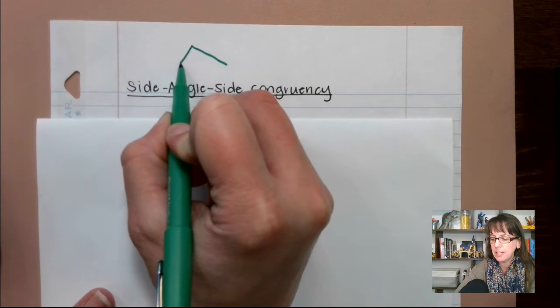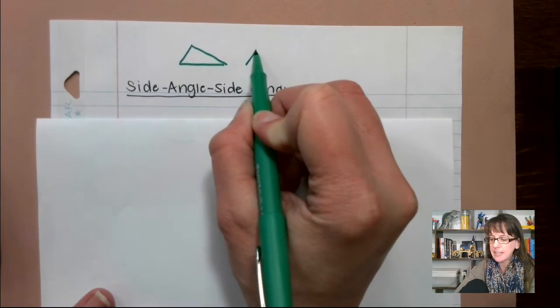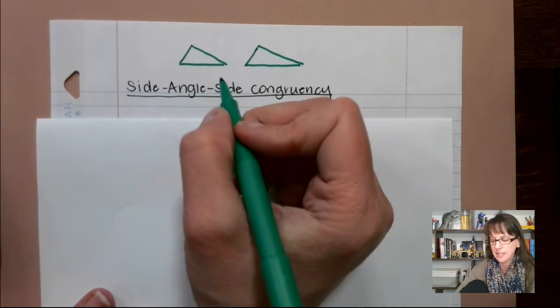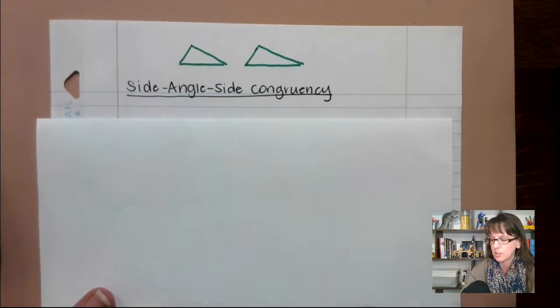So for example, if I have a triangle like this and a triangle like that, I'm the worst at drawing triangles. I don't know how this has happened. I've been doing this for 20 years and I still can't draw a triangle.